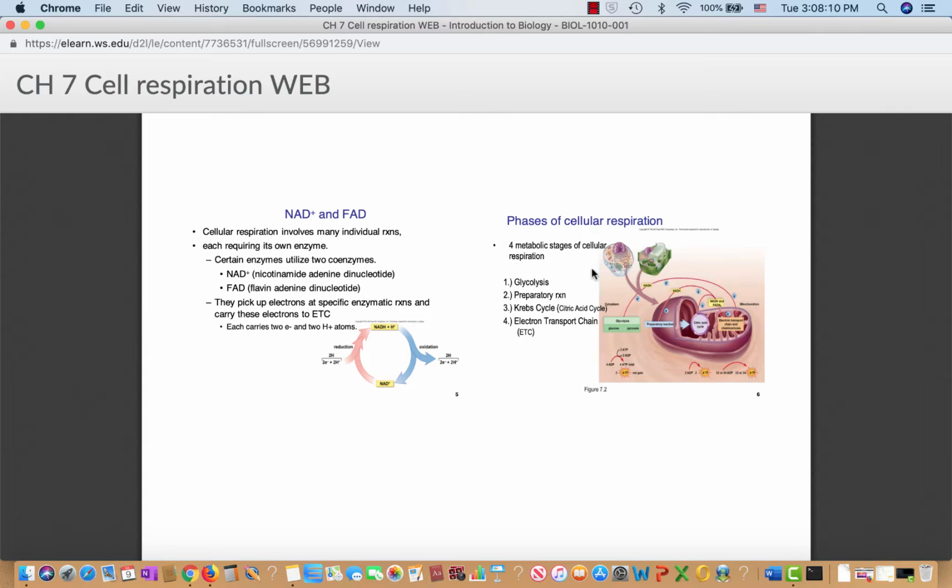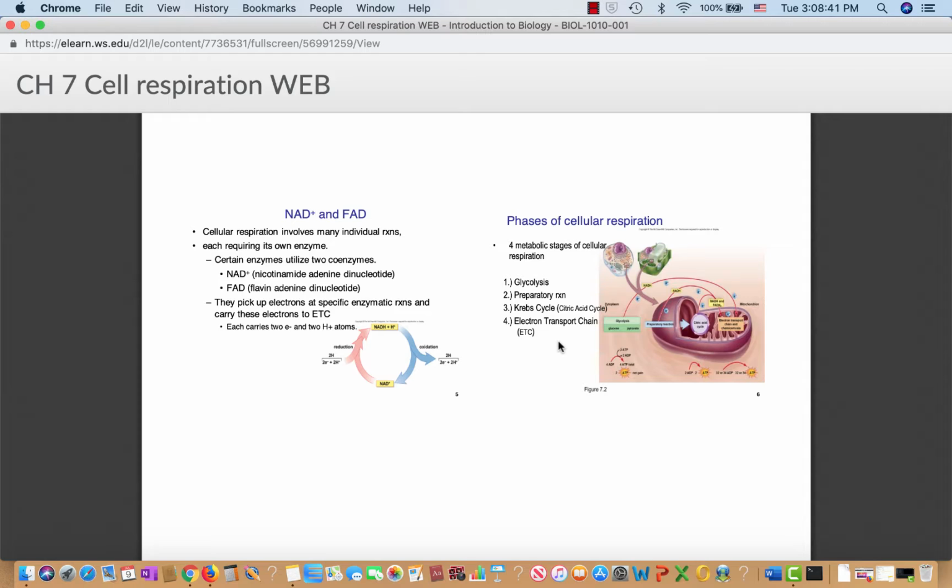We'll move on to the stages of cellular respiration. This is the part that, at first glance, you just think, "Oh, okay, that's just a list." No, this list here is the backbone of what you need to know. So you have glycolysis, the preparatory reactions, the Krebs cycle, which we're getting away from calling things by the discoverer's name and more about what they do. In this case, citric acid cycle is the more correct name, but on an exam I will accept either.